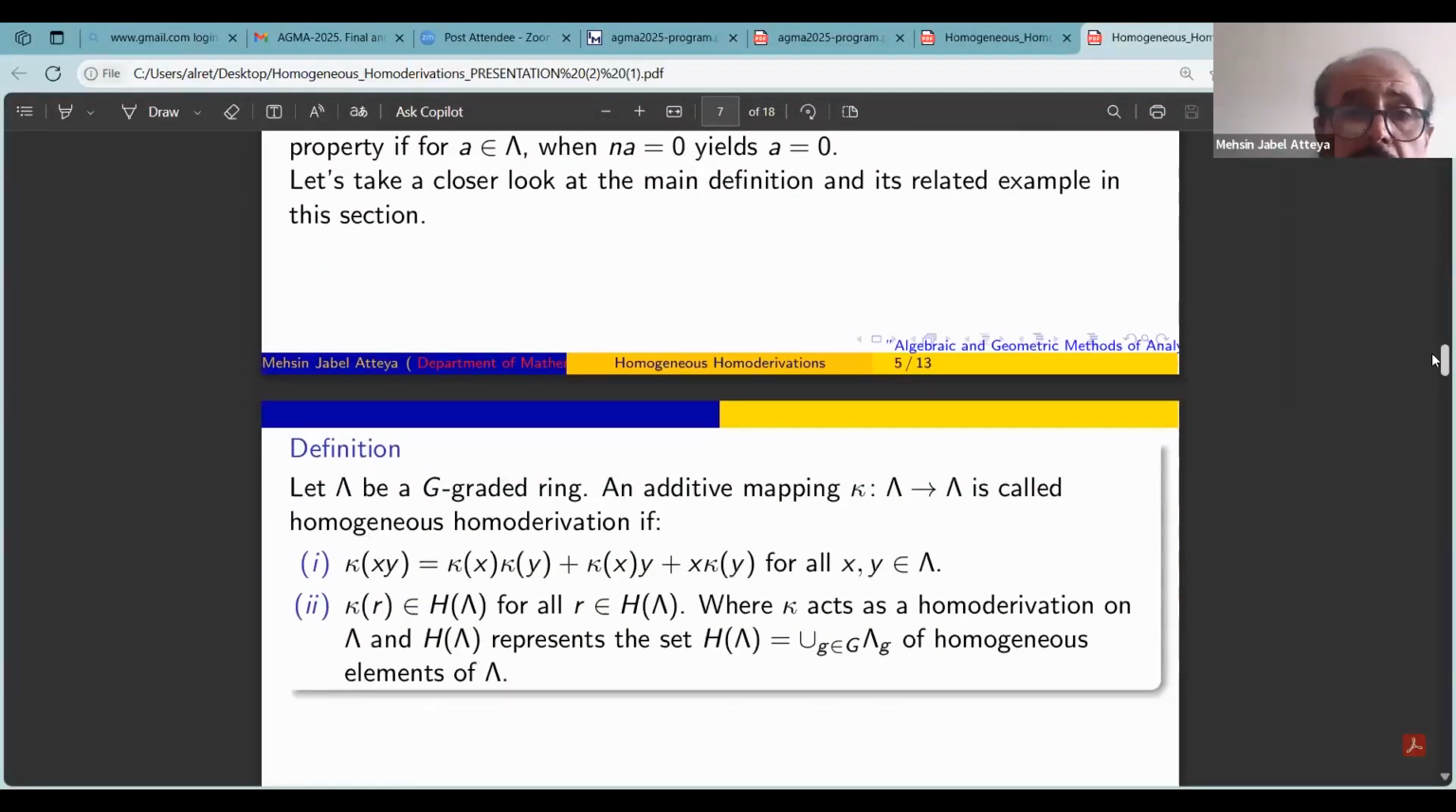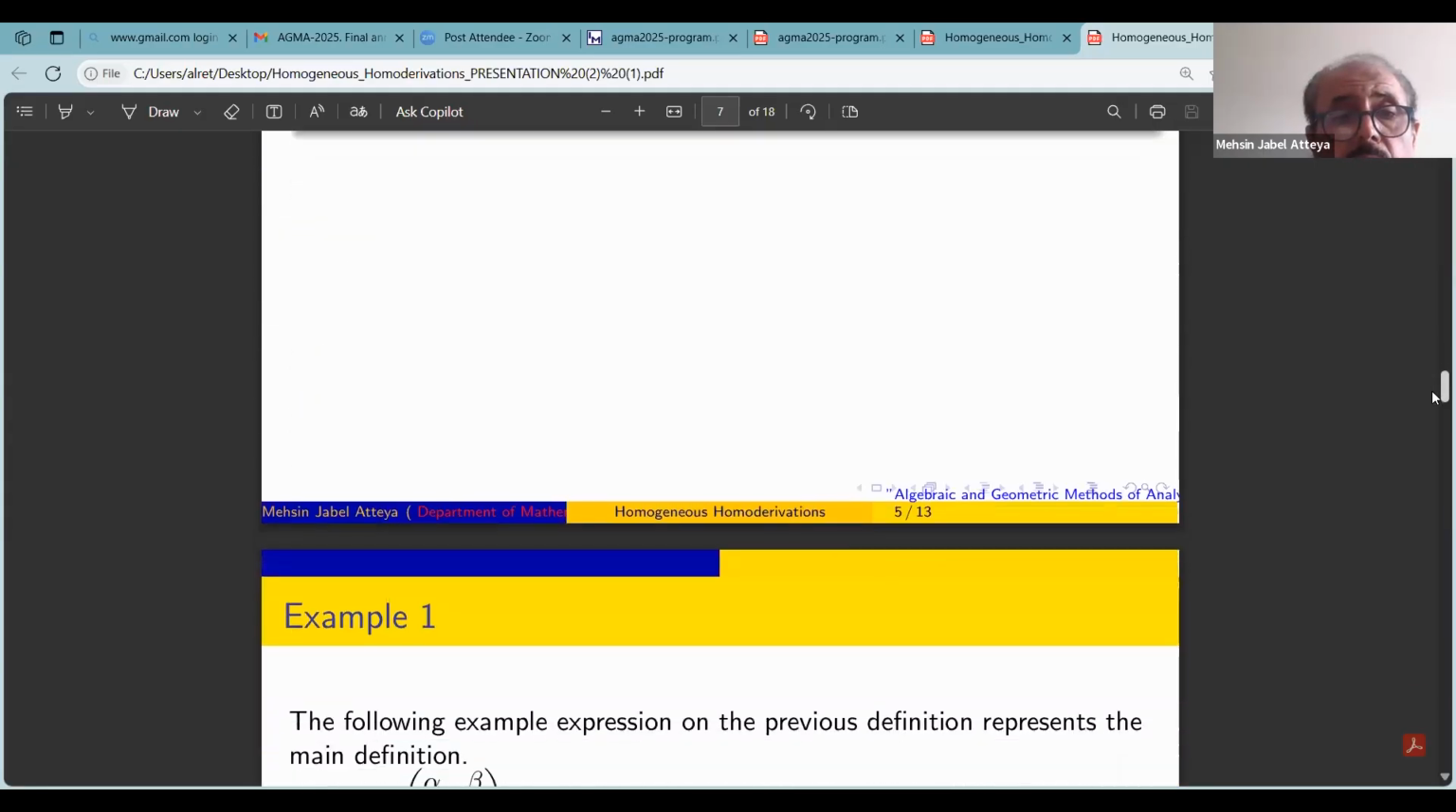Now, this is my main definition. Let lambda be a GR graded ring. An additive mapping kappa from lambda to lambda is called a homogeneous homoderivation if kappa satisfies kappa of xy equals kappa of x kappa of y plus x kappa of y for all x, y elements in lambda. The second condition: kappa of r belongs to H of lambda for all r elements in H of lambda, where kappa acts as a homoderivation on lambda and H of lambda represents the set which is equal to the union of lambda sub g, the homogeneous elements of lambda.